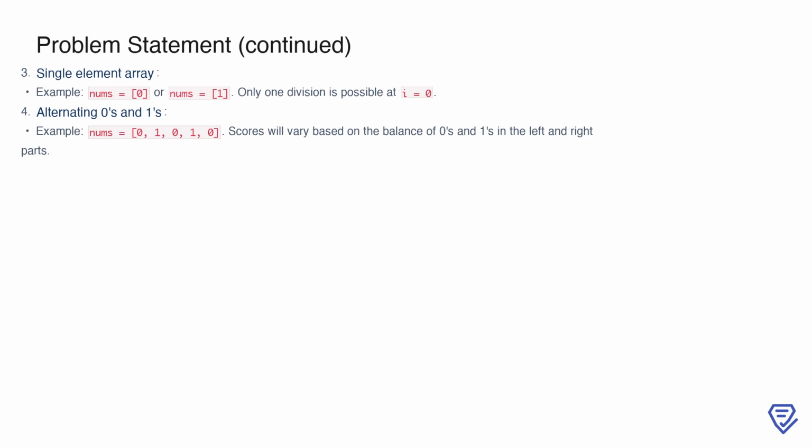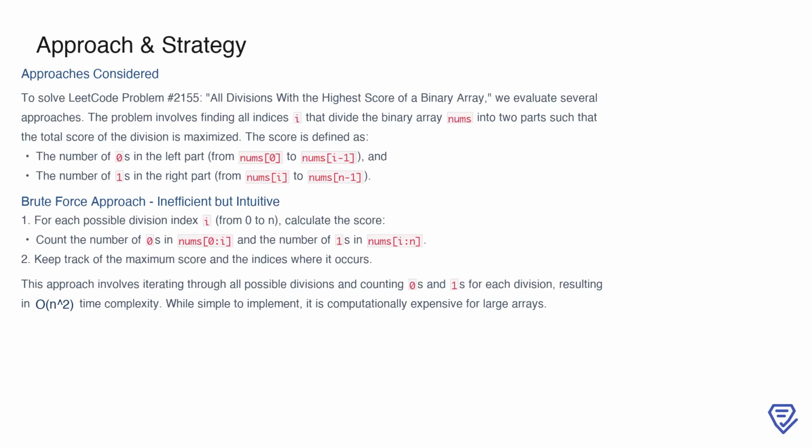Finally, in cases where the array alternates between 0 and 1, the scores will vary depending on the balance of zeros and ones in the left and right parts, which can make the computation more dynamic. To solve the problem of finding all divisions with the highest score of a binary array, we need to identify indices that maximize the score.